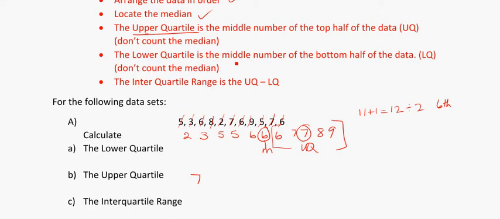The lower quartile is the middle number of the bottom half of the data. Don't count the median. So here's the bottom half of the data, not counting the median, and the middle of that is 5. It's our lower quartile. So the interquartile range is the upper quartile minus the lower quartile. 7 minus 5, which is equal to 2.